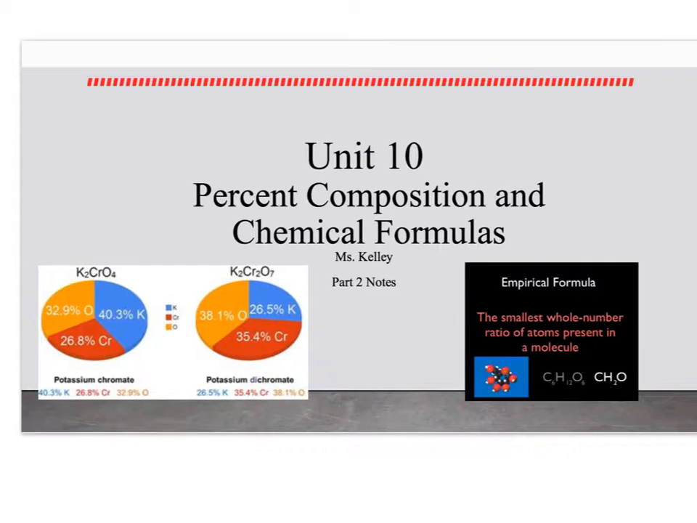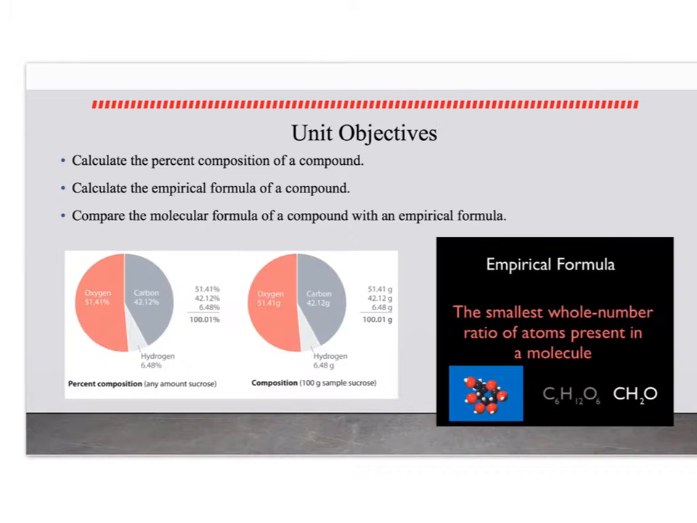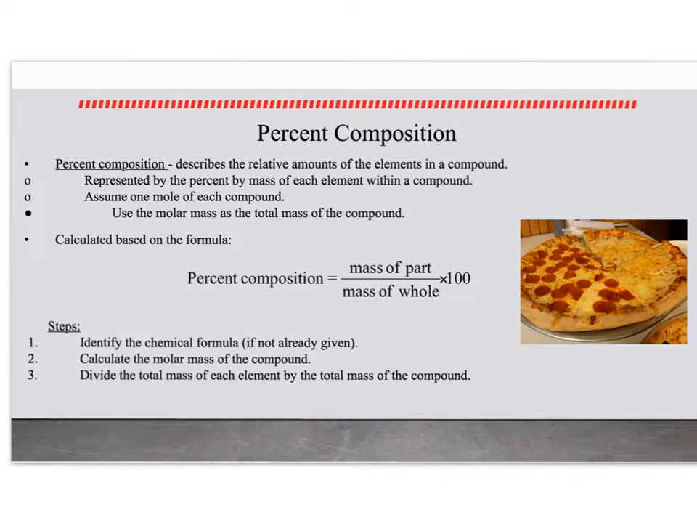This is Unit 10, Part 2 notes over percent composition and chemical formulas. By the end of this unit, you should be able to calculate the percent composition of a compound. You should be able to calculate the empirical formula of a compound, and you should also be able to compare the molecular formula of a compound with its empirical formula.